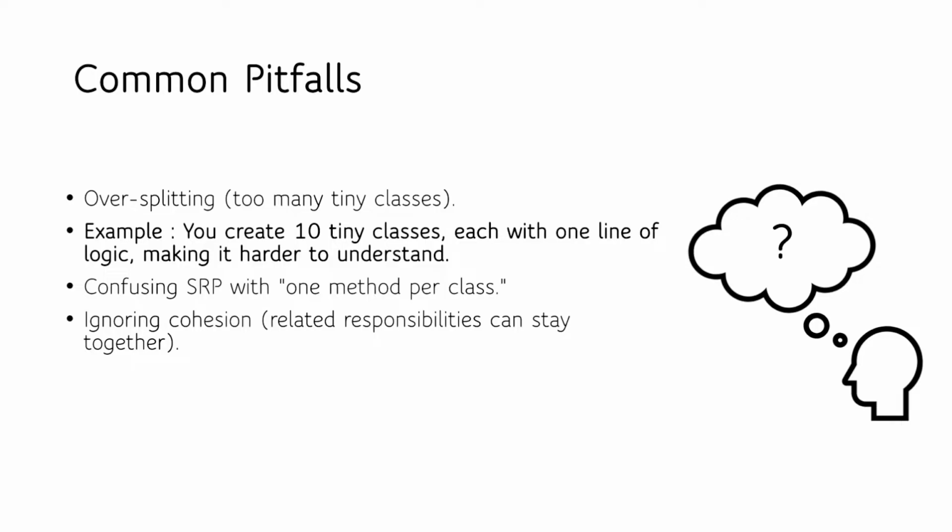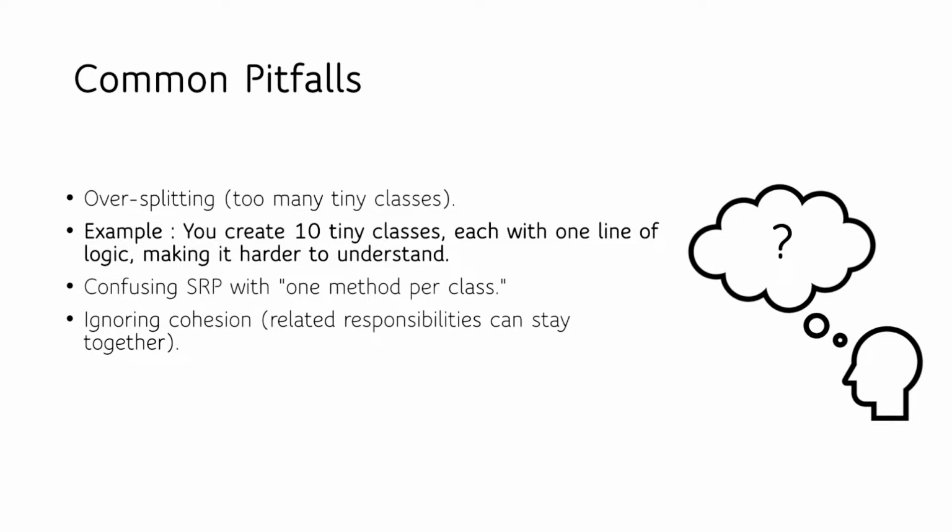Confusing SRP with one method per class means considering that only one method is going to be in one class. It is not going to follow the SRP principle, as a method should only be different in another class unless it is ignoring the cohesion principle. Cohesion means related responsibilities can stay together.